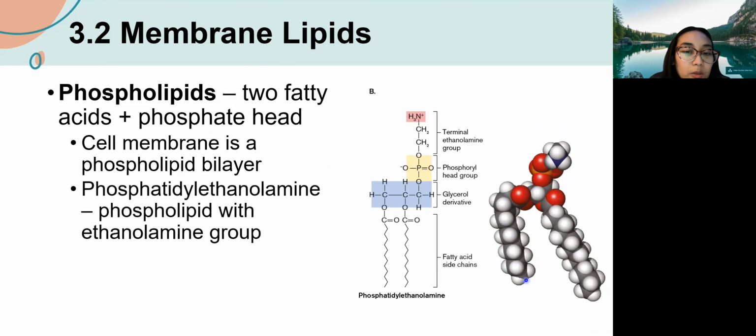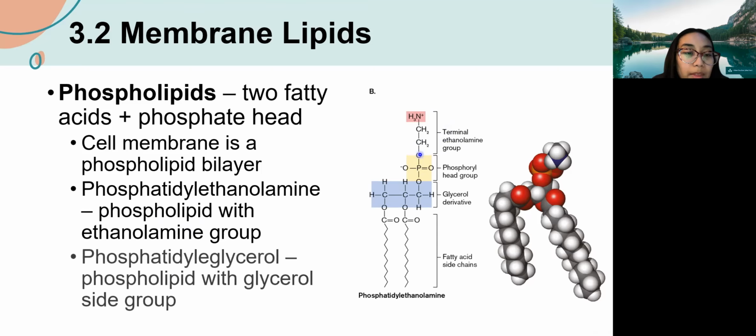So phosphatidylethanolamine. It's a phospholipid with an ethanolamine group, so that's here. And as you can see, the ethanolamine group is positively charged. Then there's another one, phosphatidylglycerol. That one has a glycerol group. I don't have a picture of it, but the glycerol is negatively charged. Anyway, those are just examples. You don't need to know those specifics, but those are just examples of some phospholipids that you might find in a bacterial cell.